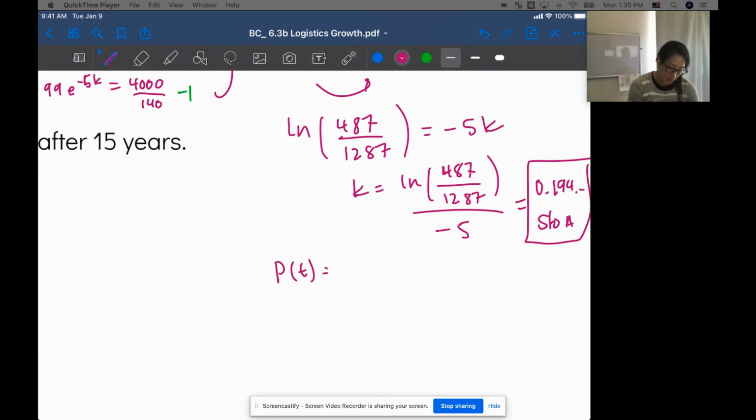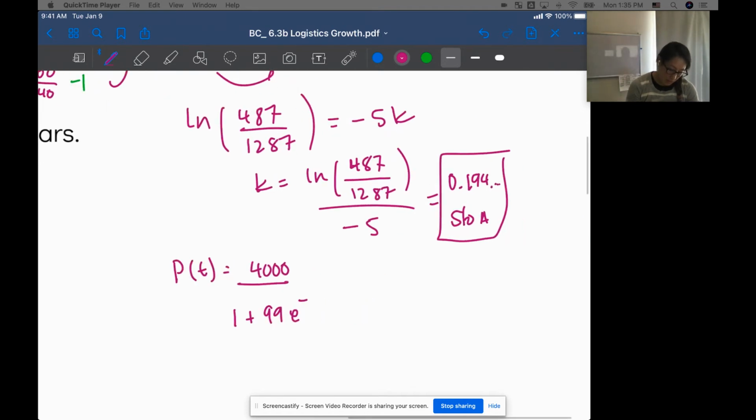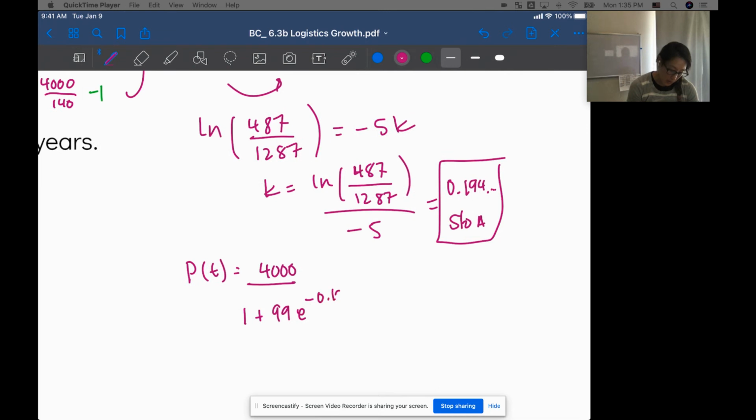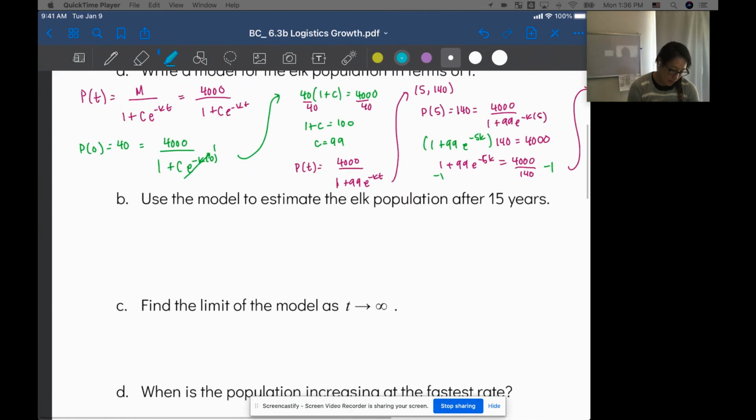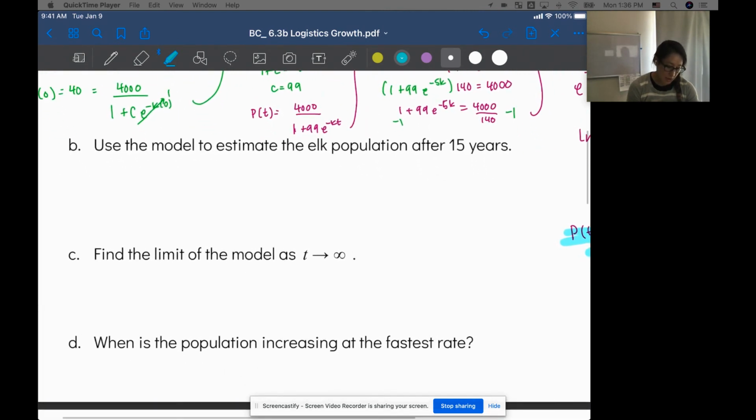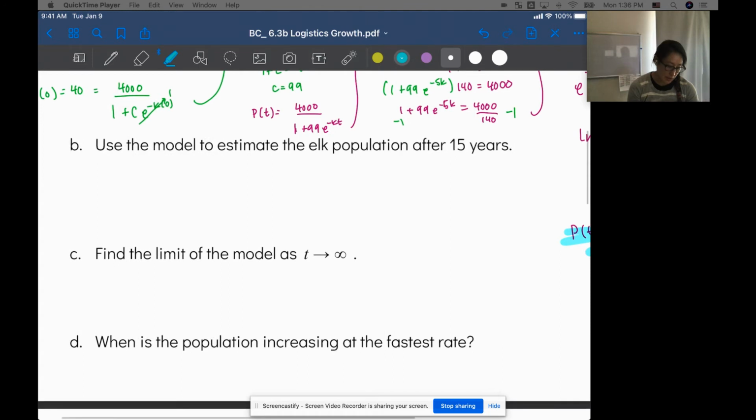P of T is equal to 4,000 over 1 plus 99 e to the negative, because remember k is, you have to plug in the negative value, 0.194, which I remember is A, to the T value. So that's part A. Part B is use your model to estimate the elk after 15 years.